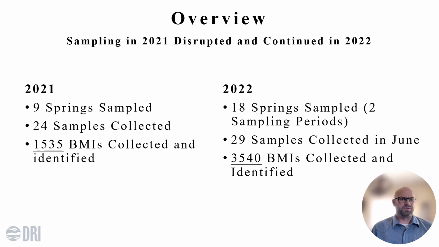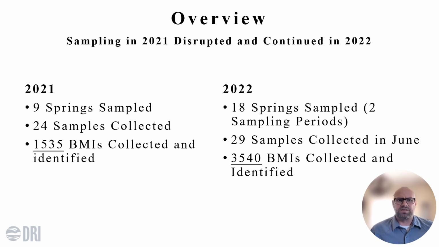Sampling was originally supposed to only occur in 2021. We were supposed to have 2 sampling periods. However, due to the monsoon season that year, we stopped collections after our first sampling period and then collected twice in 2022. We targeted 9 springs for each sampling period. In 2021, we collected 24 total samples from those 9 springs and identified and enumerated a little over 1,500 BMIs.